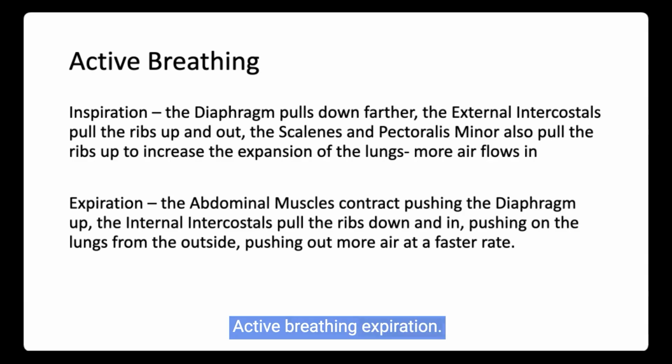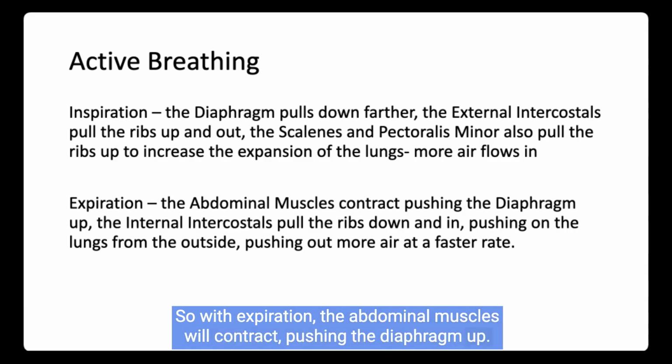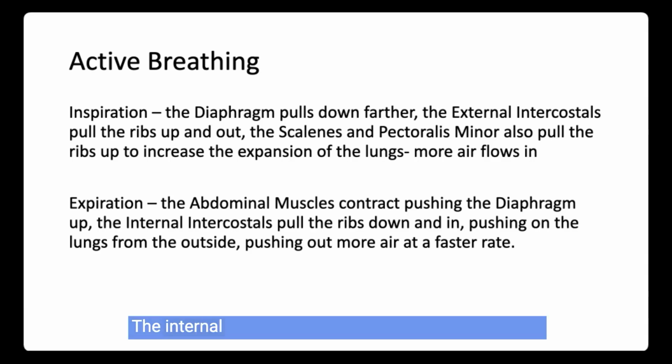Active breathing, expiration. So with expiration, the abdominal muscles will contract, pushing the diaphragm up. The internal intercostals will pull the ribs down and in. This pushes on the lungs from the outside, pushing out more air at a faster rate.